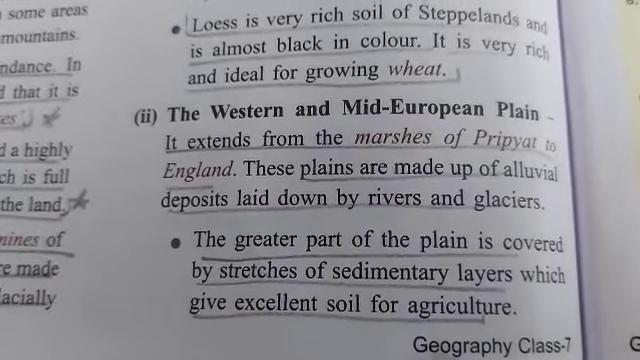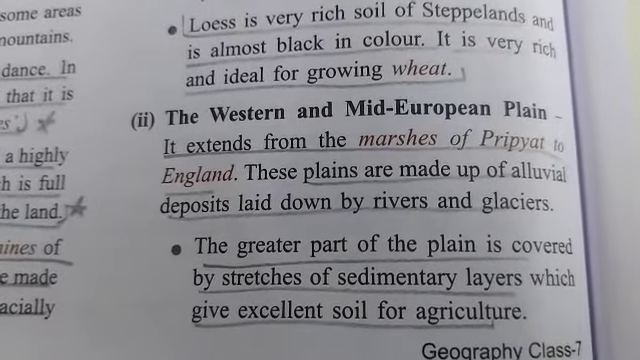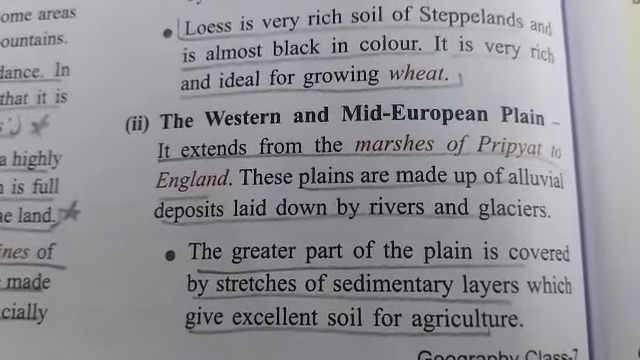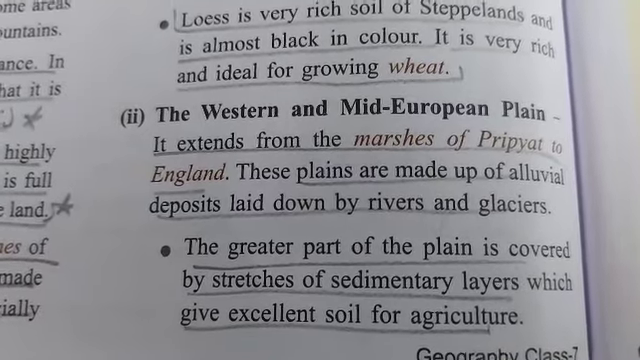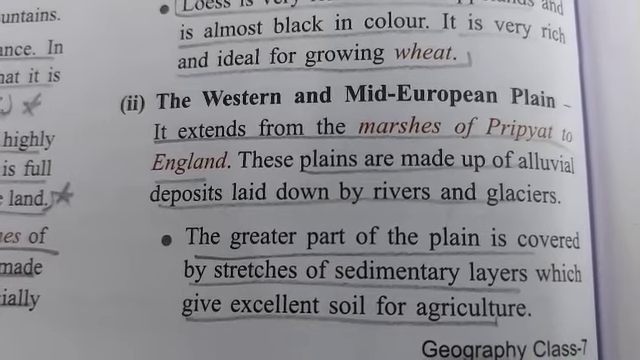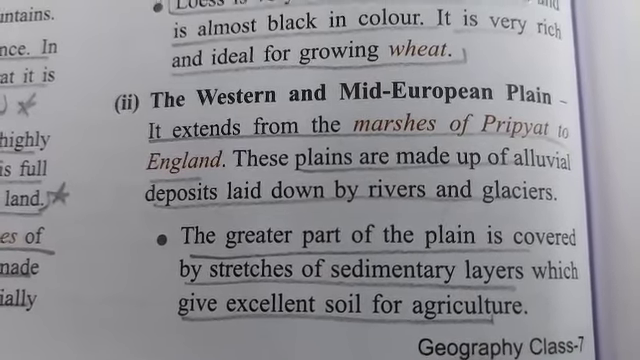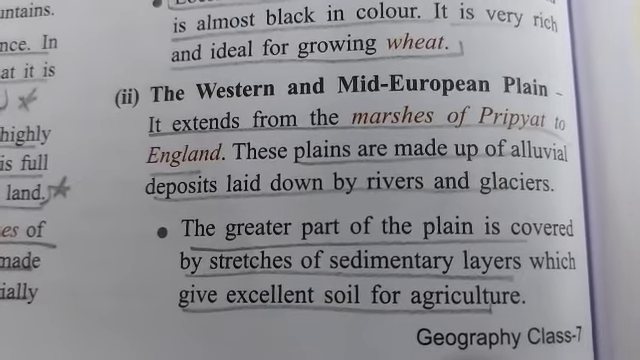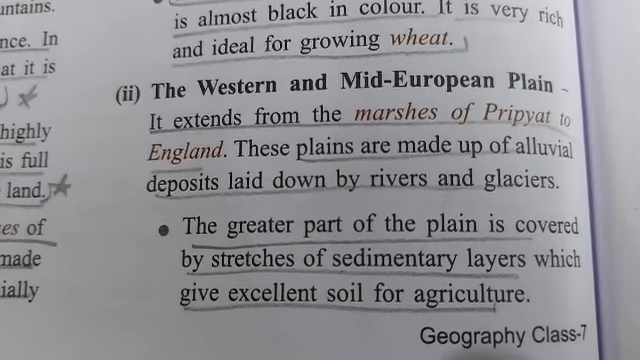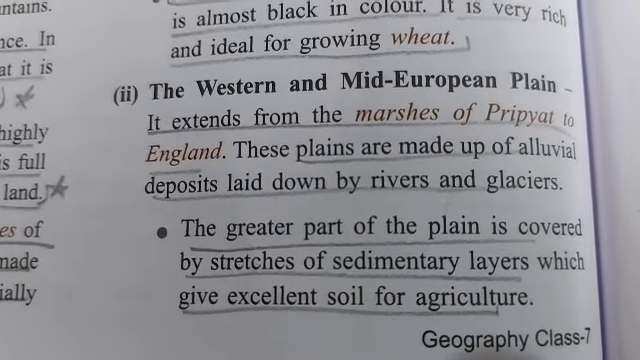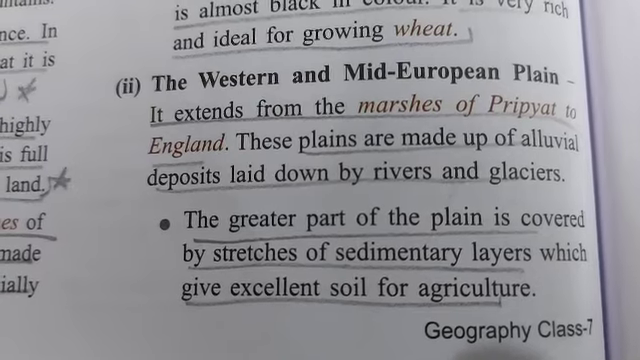What is next given? The Western and European mid-plain. It extends from marshes of Pripyat to England. These plains are made up of alluvial deposits laid down by rivers and glaciers. The greater part of plain is covered by stretches of sedimentary layers which give excellent soil for agriculture. So basically your marshes of Pripyat to England, what importance is it having? It is having importance of sedimentary layers which is giving an excellent soil for agriculture.